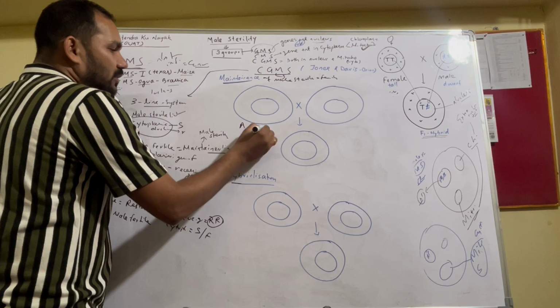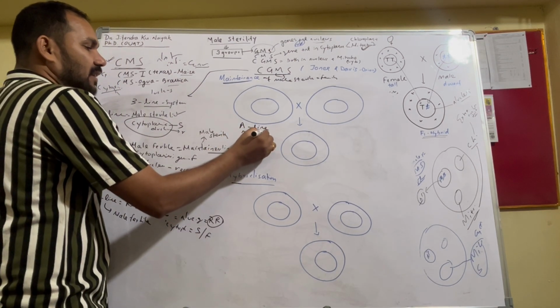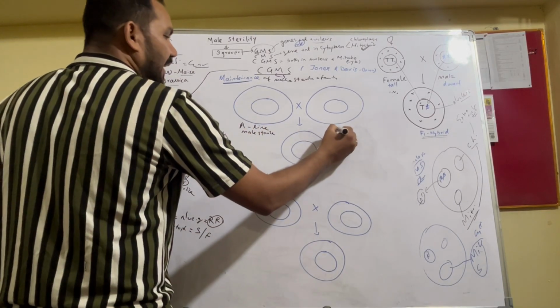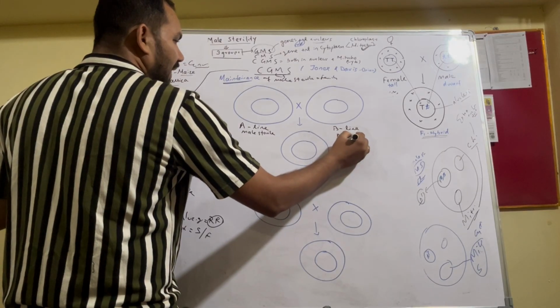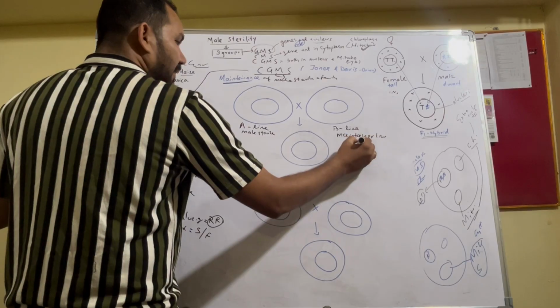If I cross the A line, the male sterile line, with this line, the B line, the B line is called the maintainer line. It is male fertile.